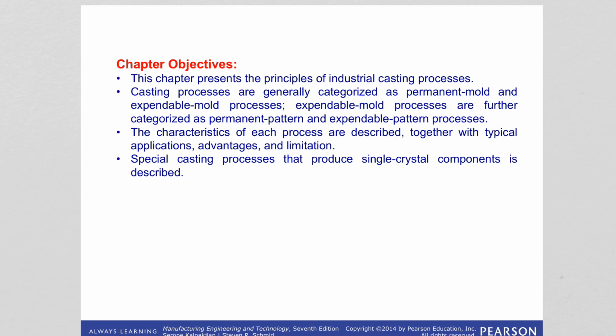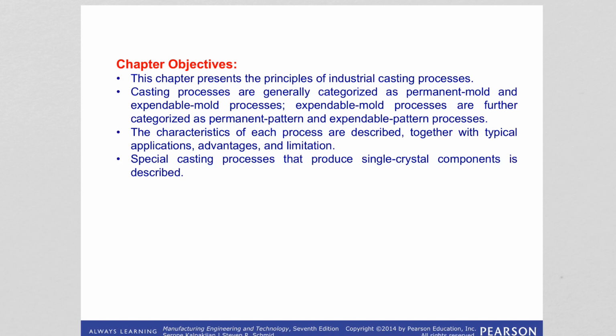In the permanent mold process, the mold used during casting is usually made of metal and can be used over and over again. Because the molds are expendable in the expandable mold process, it is much slower compared to permanent mold processes. We can further divide expandable mold processes into two categories: expandable mold permanent pattern and expandable mold expandable pattern processes.